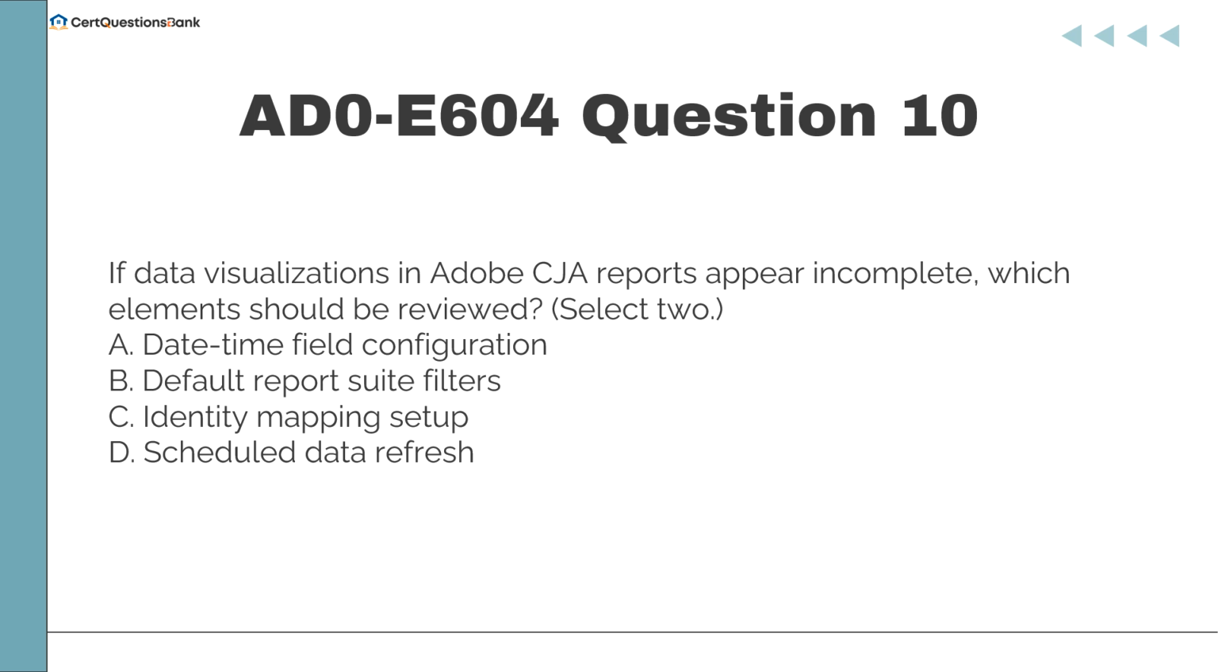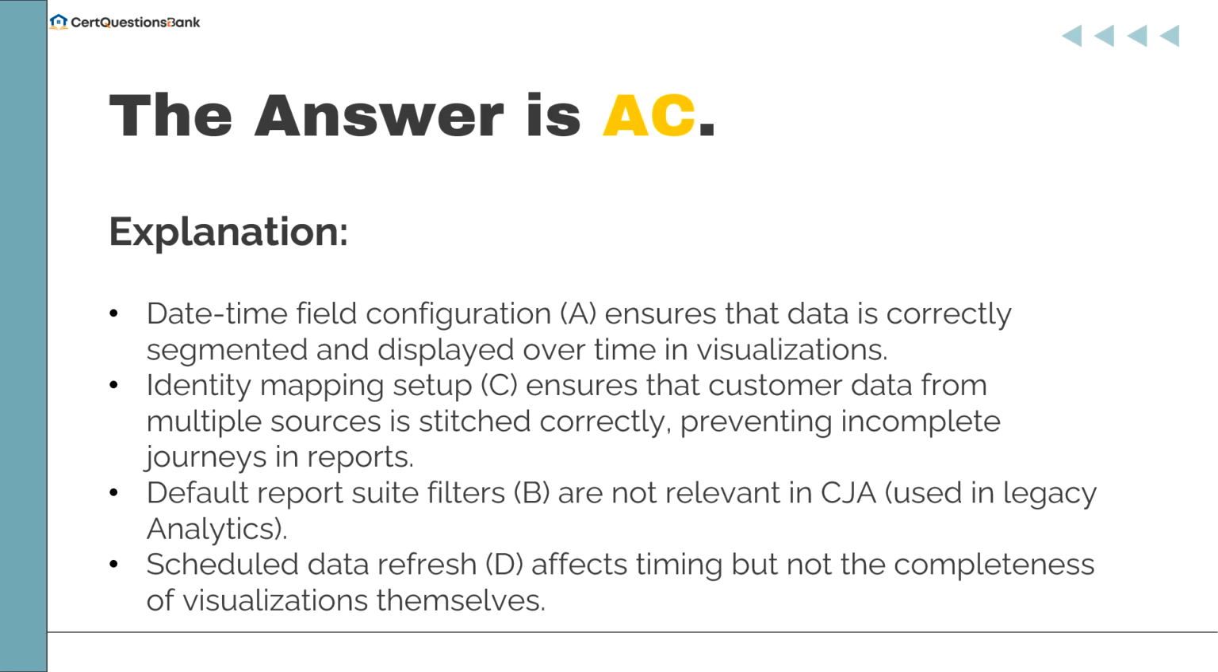If data visualizations in Adobe CJA reports appear incomplete, which elements should be reviewed? Select 2. A. Date-time field configuration. B. Default report suite filters. C. Identity mapping setup. D. Scheduled data refresh. The answer is AC.